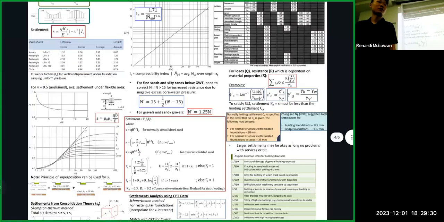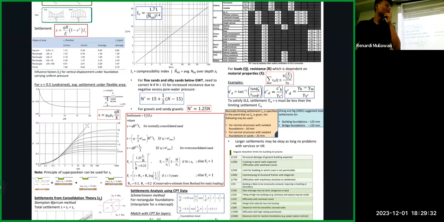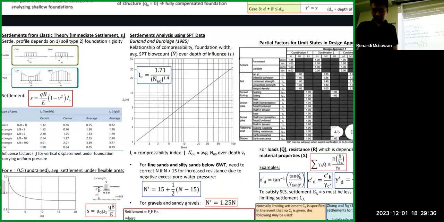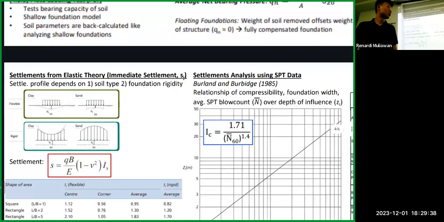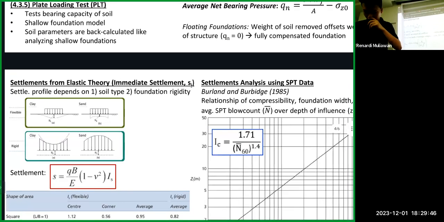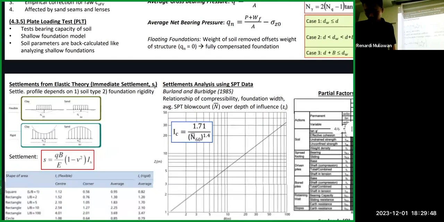Yeah, no side friction because that's pile. Then settlements, there are four things that you need to study. The first one is your elastic settlements or immediate settlements. So if you put the foundation down, the soil will immediately settle. Yeah, so that's one. Two is consolidation.